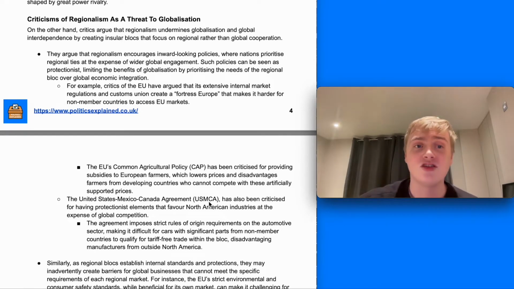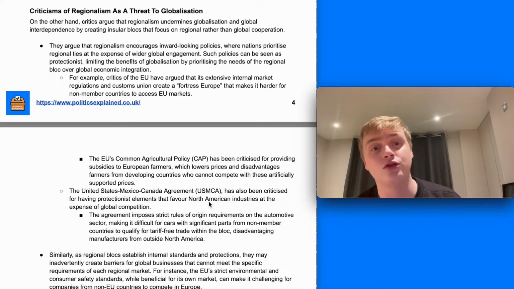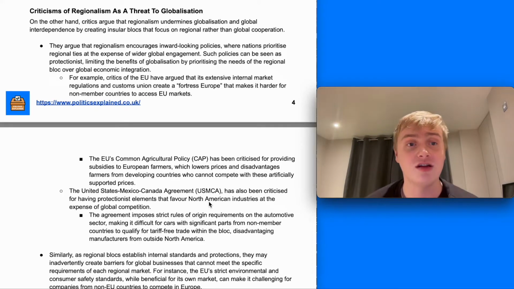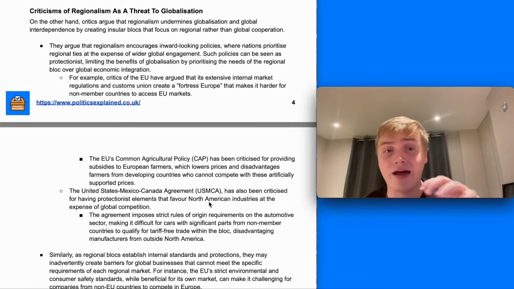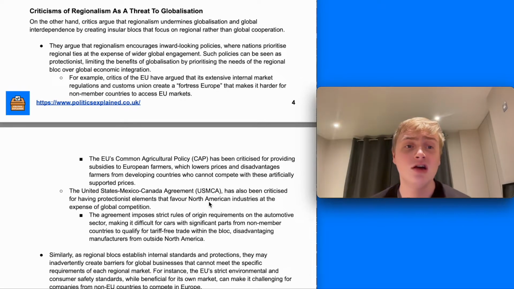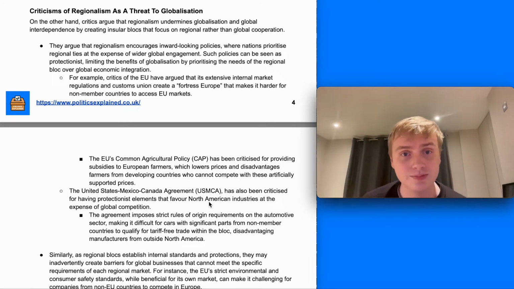Finally, there are some criticisms of regionalism as a threat to globalisation. So critics argue that it undermines globalisation and global interdependence by creating insular blocs that focus on regional rather than global cooperation and really look after only their own interests. So nations can prioritise regional ties at the expense of wider global engagement and negotiating trade and having trade relationships across the world.